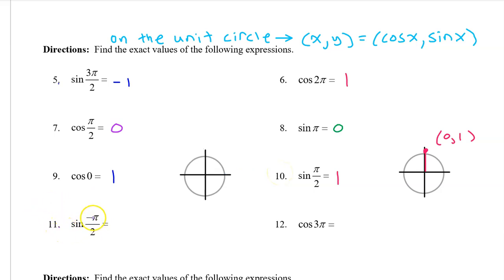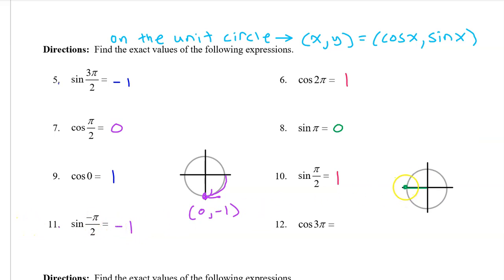For number 11, a negative angle means that we rotate in the clockwise direction instead of the usual counterclockwise direction. Pi over 2 would be up here at the top. That's where we would land if we went pi over 2 counterclockwise. But if we go pi over 2 clockwise, we end up down here at the bottom. The coordinates down here are 0, -1. On the unit circle, sine is the y value, and here the y value is -1. So the sine of negative pi over 2 is equal to -1.